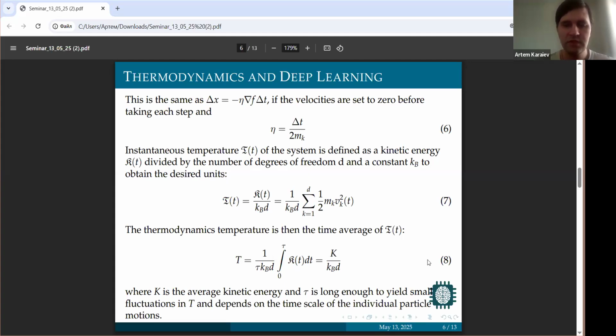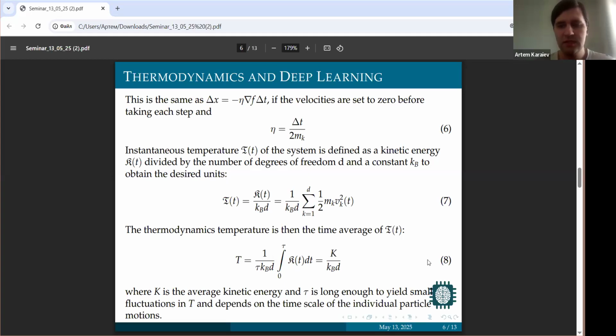Through this we can define the temperature at some moment t as the seventh equation, where v are calculated as differences between the x vector at the nearest moments of time. The thermodynamic temperature is defined as an integral over temperatures at moment t. So it's the averaged temperature over some period of time called tau. Temperature is defined as kinetic energy averaged over time, divided by the number of all trainable variables.